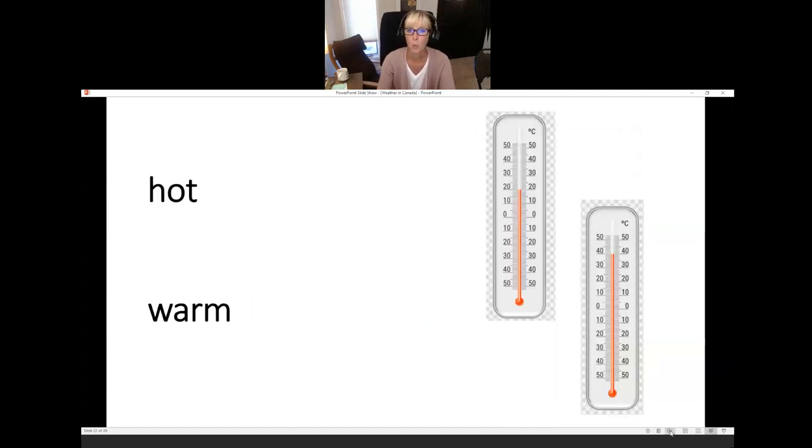Hot, warm. This temperature is hot. Plus 40 degrees Celsius is hot. Plus 20 degrees Celsius is warm.